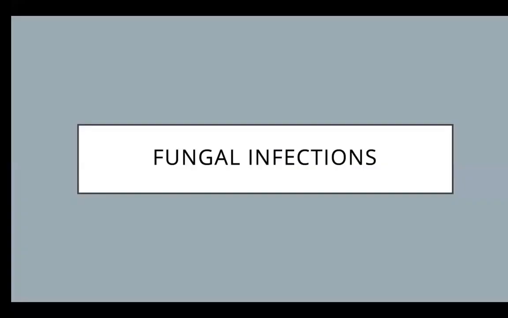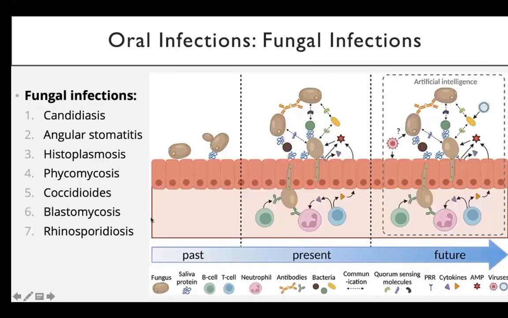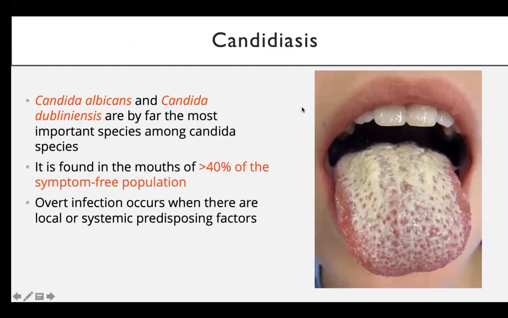Finally, we go towards the final part of our discussion of the topic, which is fungal infections. In fungal infections, we will be dealing with these important fungal infections. For this review, we will have candidiasis and angular stomatitis. So now we start with candidiasis. Candida albicans and Candida tropicalis are by far the most important species among Candida species. Albicans, you can never forget.